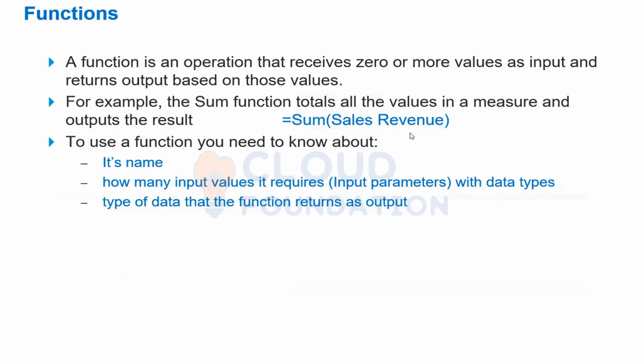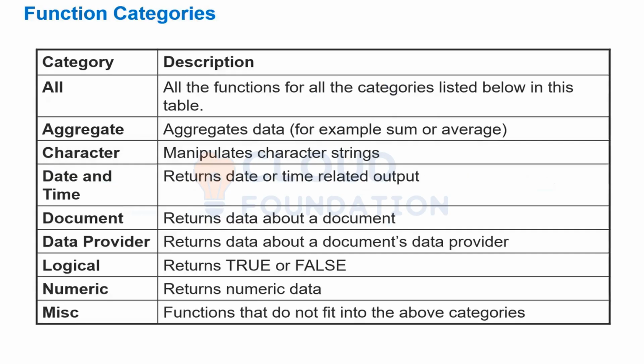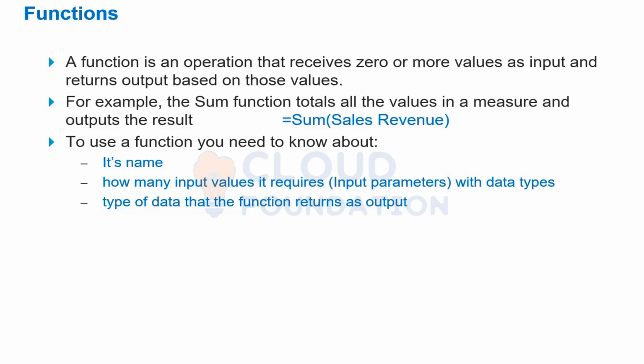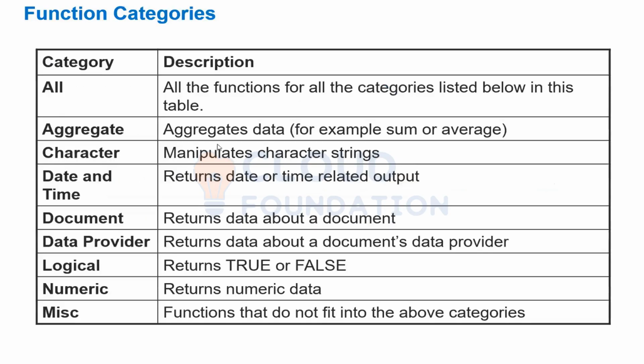If we put sum of sales revenue, it will give us the total of sales revenue in the defined context. If our report has a product and sales revenue, and we put sum of sales revenue in the table footer at the bottom, it will display the total sales revenue for all the products. These are some functions.